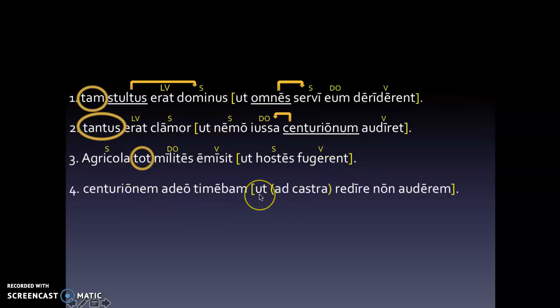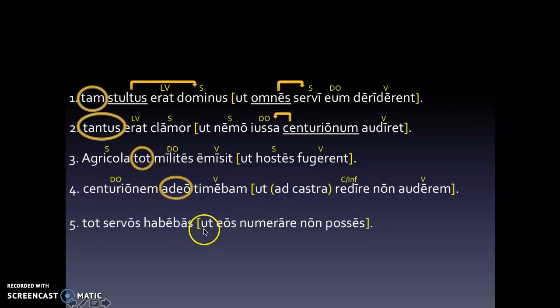All right, we've got our ut clause here, starts with an ut, ends with a subjunctive. I'm going to set aside my prep phrase in here. We know that this ut clause is a result clause because of this intensifier. We've got our verb, we've got an accusative direct object, we've got a complementary infinitive, and then the verb in our result clause. So I was so afraid of the centurion that I did not dare to return to camp.